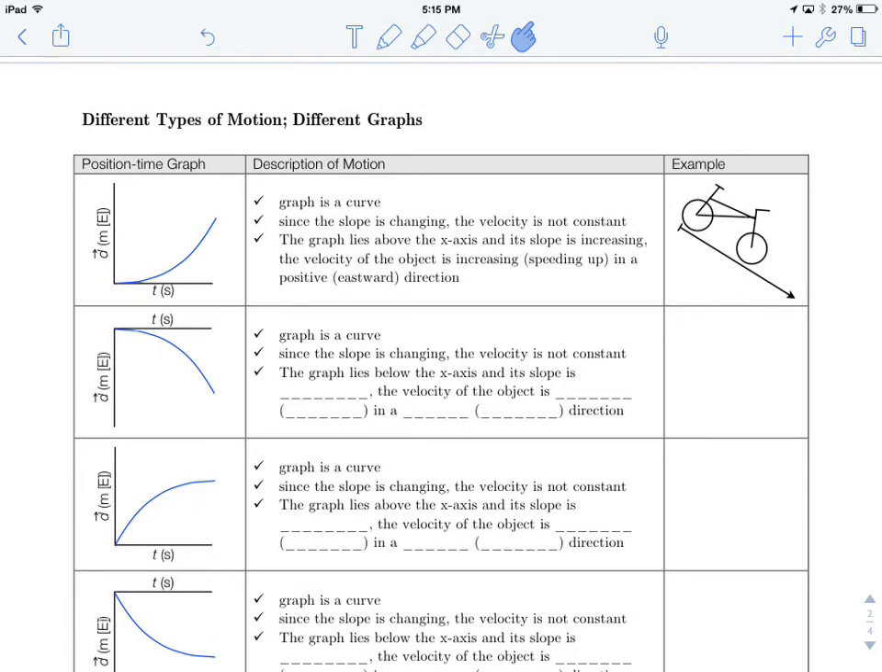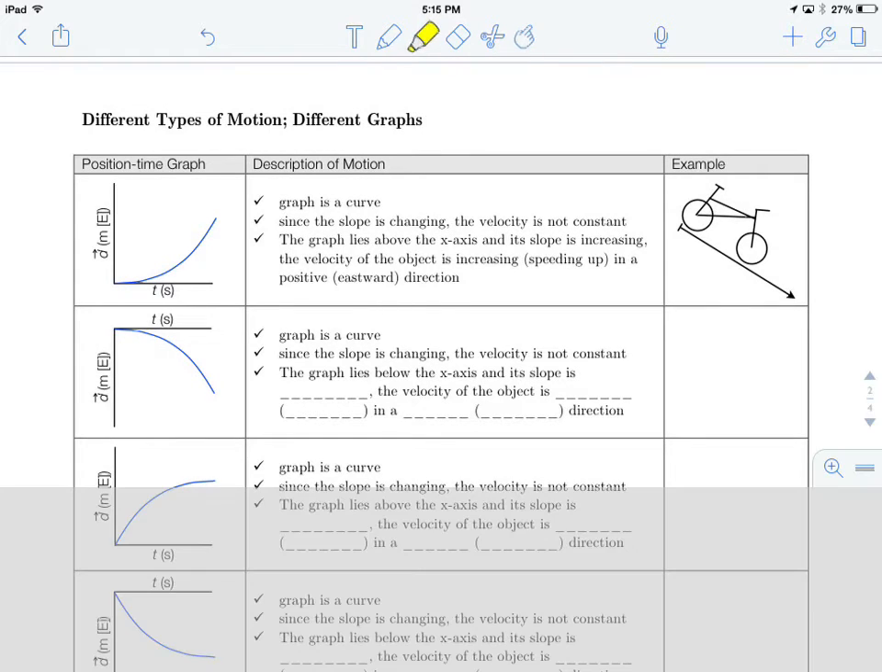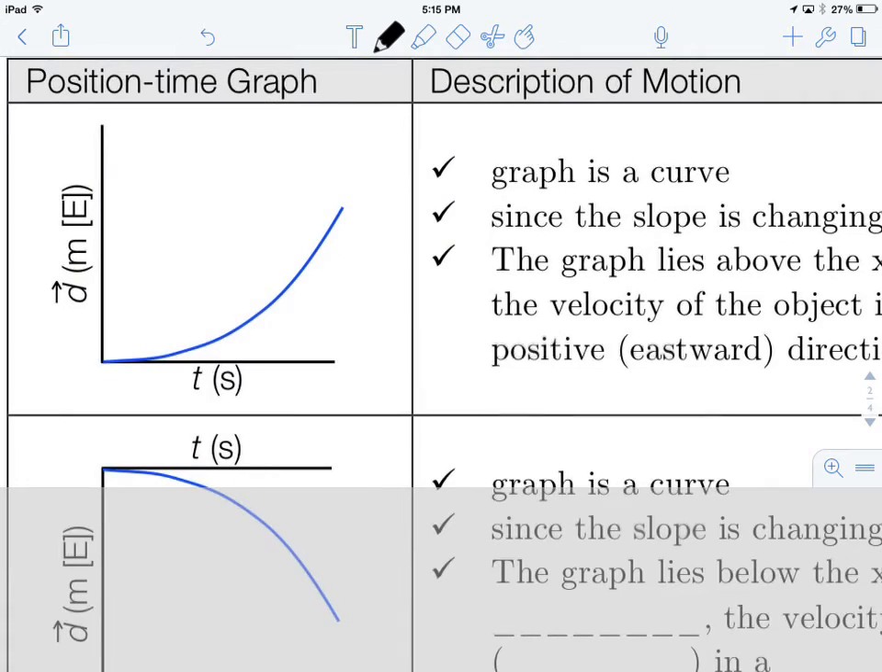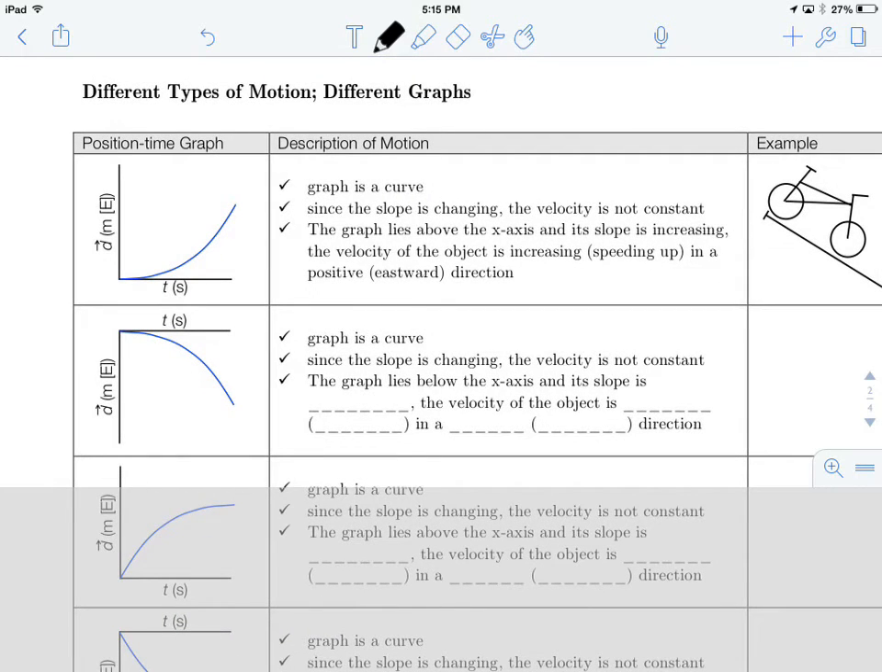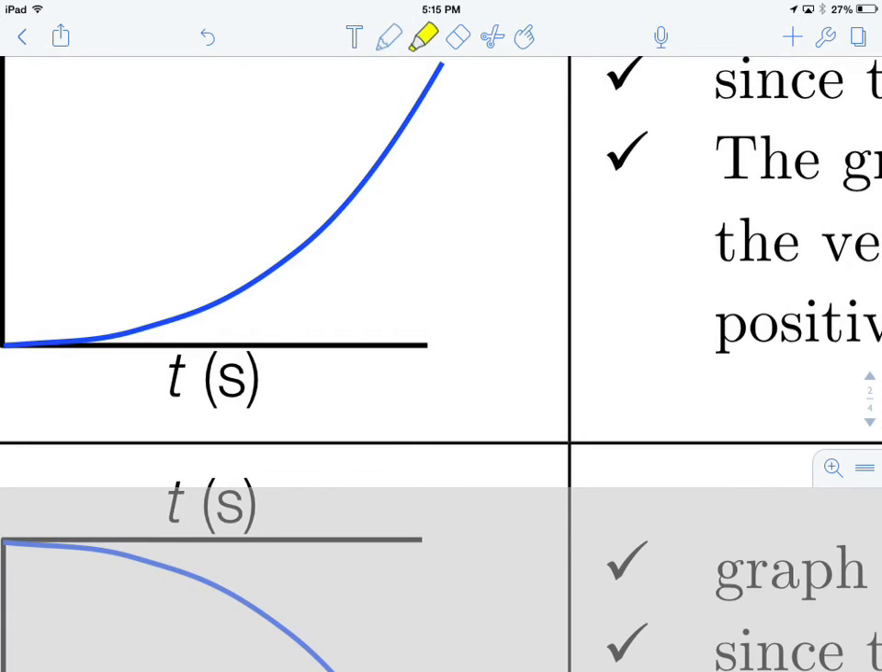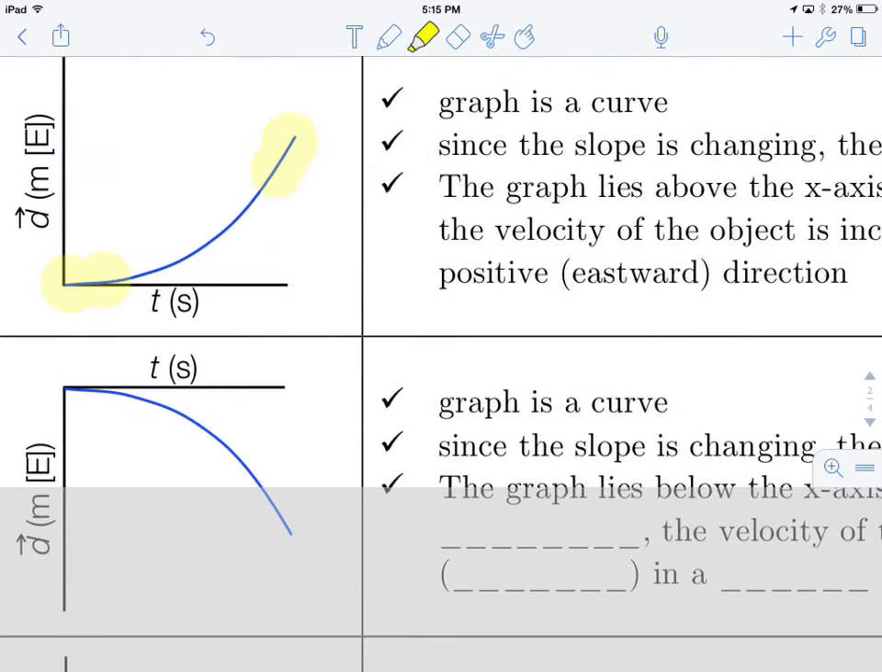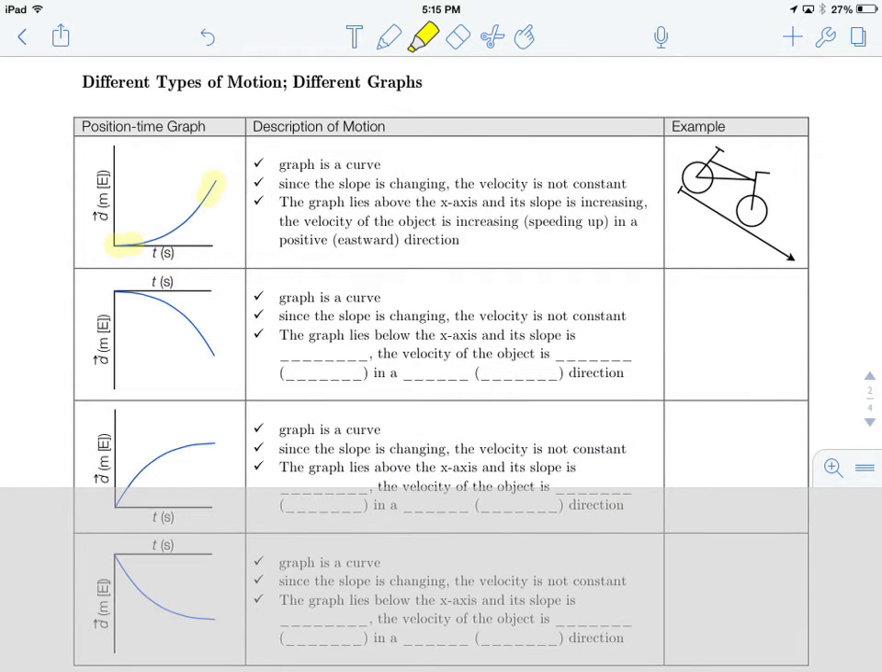Here we have different types of motion, different types of graphs, and maybe you remember this a little bit from the last lesson. We did something very similar, but here we have all these different types of graphs. The first one's done for us. Indeed, the graph is a curve, which means the slope of this line is changing. It starts off very small down here and ends up very big. The slope is increasing. The velocity is not constant, so the velocity indeed is also changing.